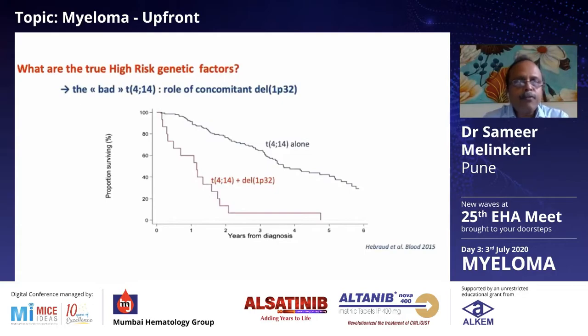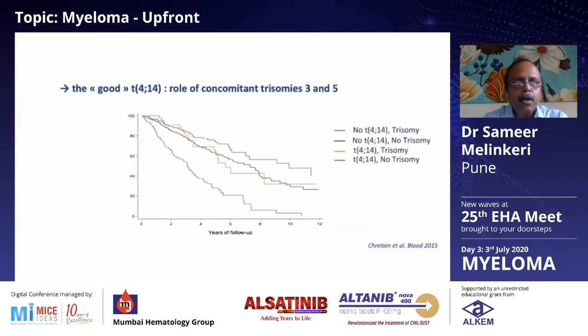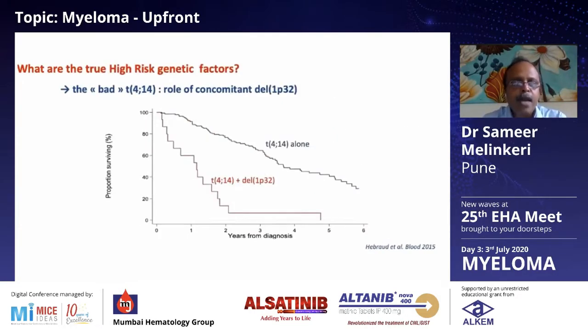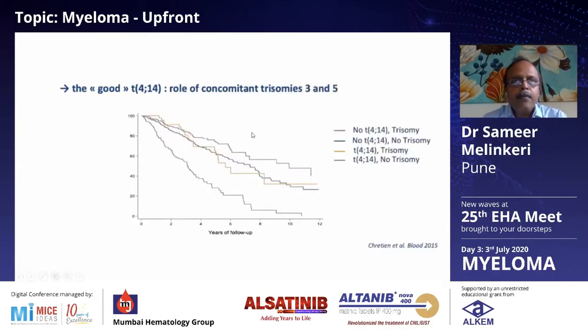What about translocation 4;14? Now, 4;14 is not always bad. Bad 4;14 would be if you have a concomitant deletion 1p32. Then the prognosis tends to be much worse than 4;14 alone. And there is a good 4;14, where we know that trisomies of 3 and 5 are good prognostic markers. So if you have a combination of 4;14 and trisomy 3 and 5, then your prognosis would be better than having 4;14 alone.